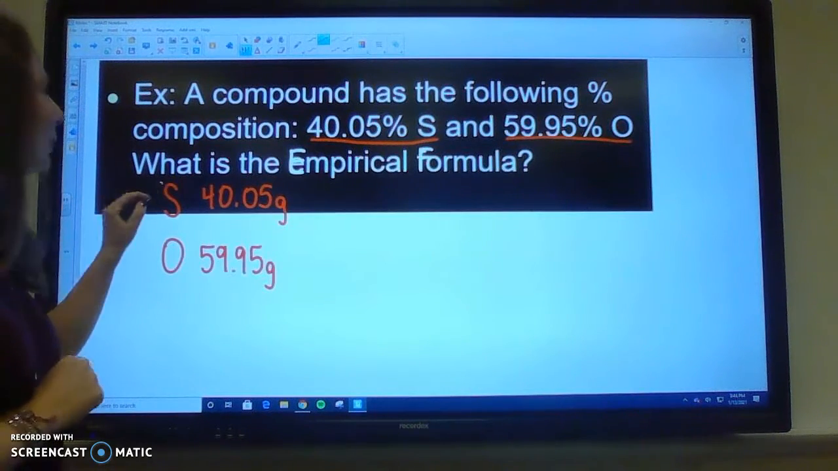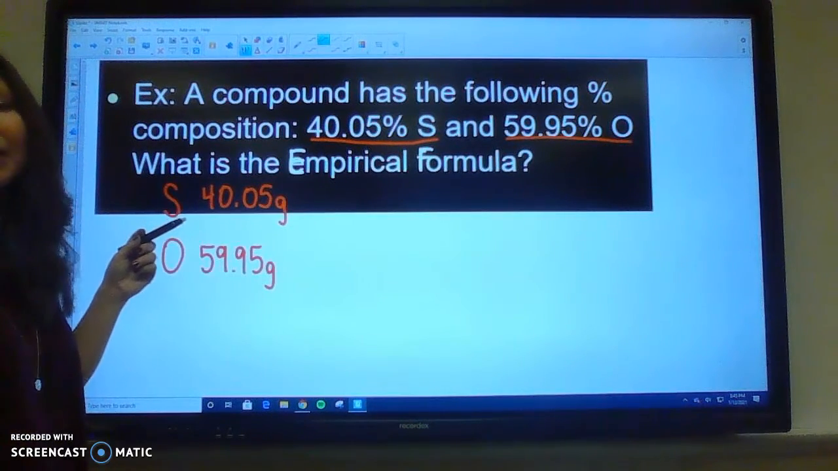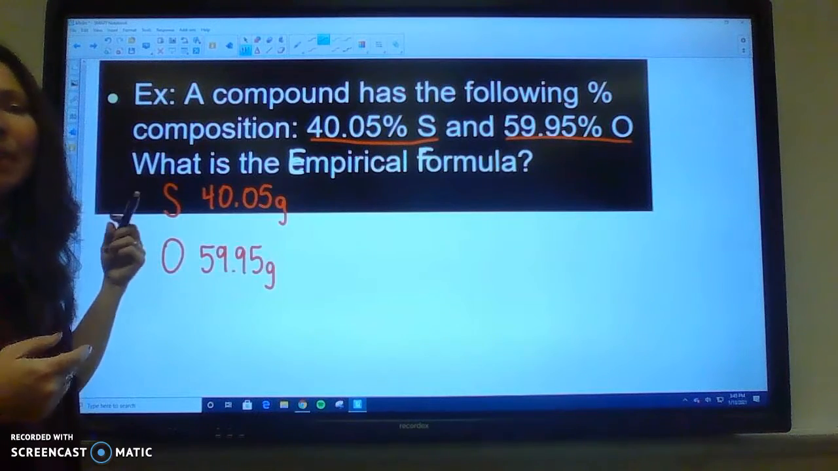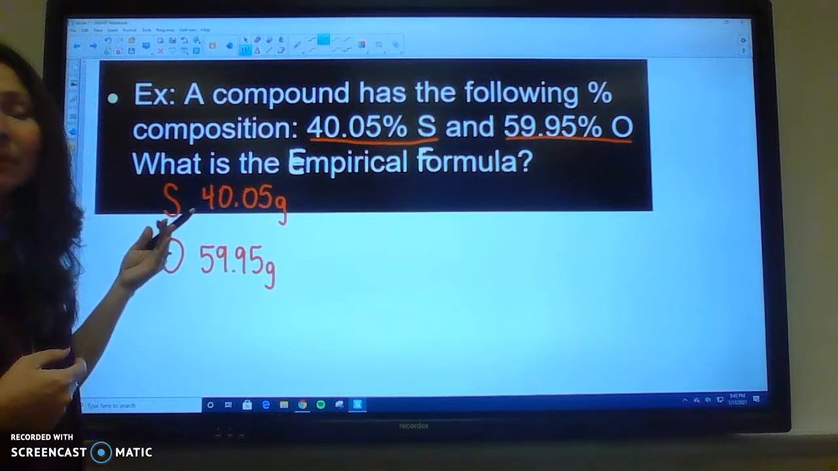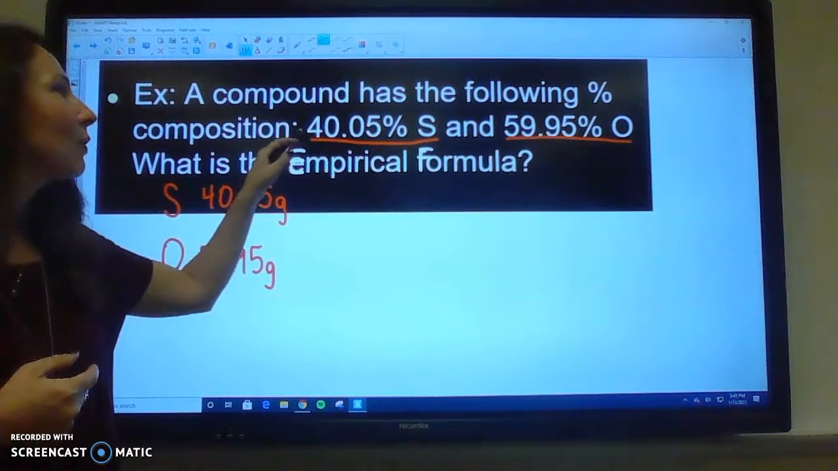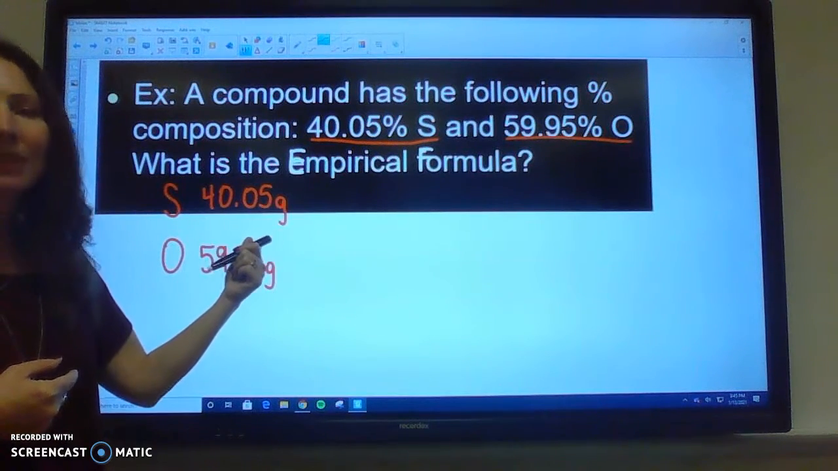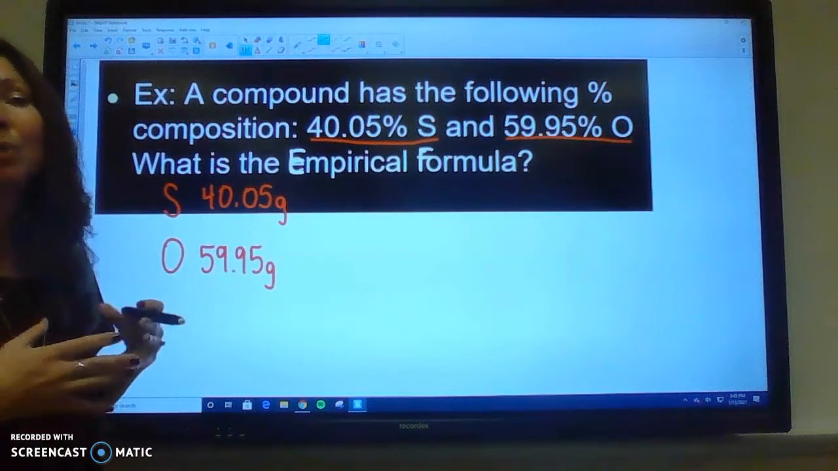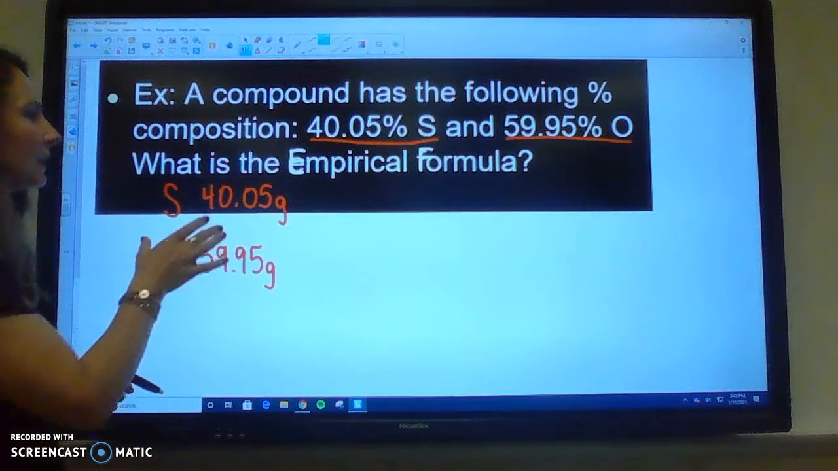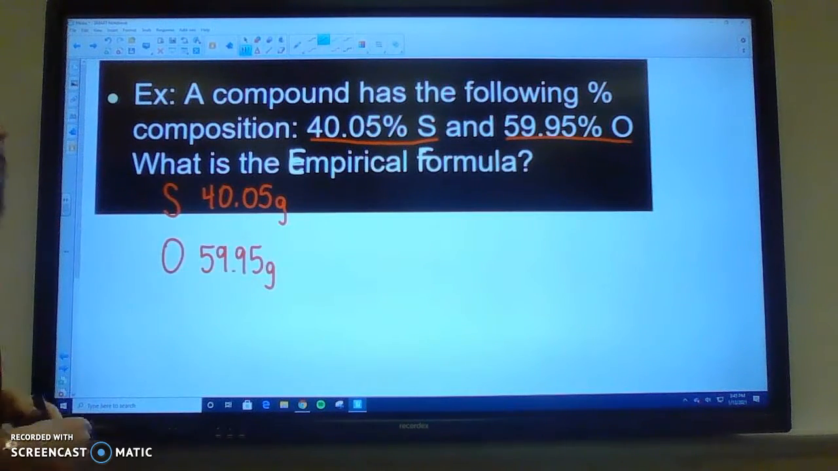Therefore, if we have 40% of 100 grams, that would be 40 grams of something. So if we have 40.05% of sulfur, that's going to equal 40.05 grams if we're dealing with a 100 gram sample. All right, so that's the grams. This is the grams of oxygen.